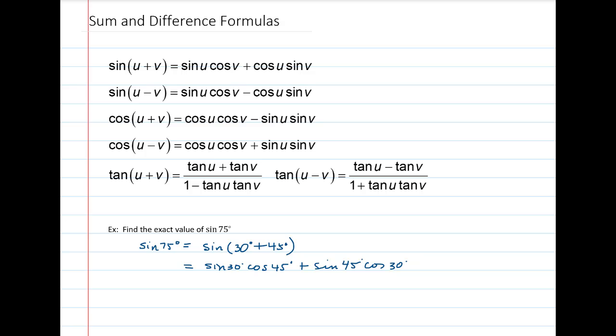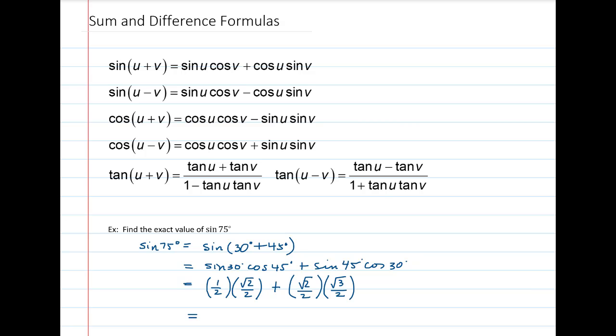So sine of 30 plus 45 degrees, using the formula above, we get sine of the first one, 30, times cosine of the second one, plus cosine of the first one times sine of the second one. All those values, trig functions of those special angles, are known from the unit circle, so you can just plug those in. They both happen to be in the first quadrant, so everything is positive, and there we have it.